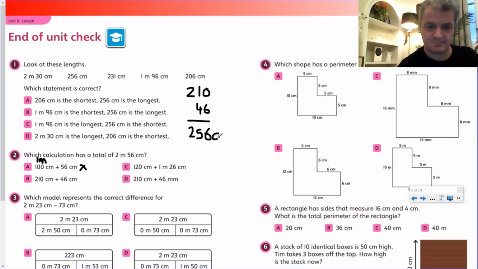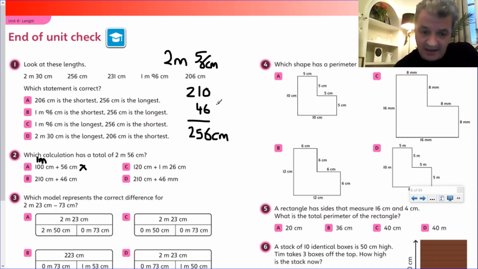Now, what would that be in meters and centimeters? We know that 200 centimeters is 2 meters. So therefore, this measurement can be converted into 2 meters and 56 centimeters. So we can stop here because it doesn't say which calculations, it's just which calculation. So it's just a singular. So the answer, therefore, would be B.